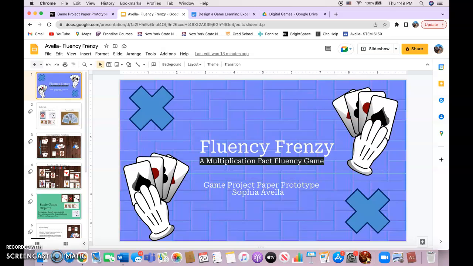Hello everyone, I'm going to be showing you my game project paper prototype for my multiplication fact fluency game, Fluency Frenzy.